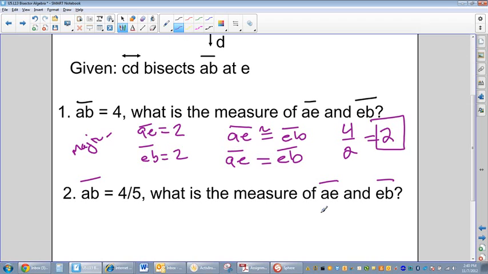All right, so what are we thinking out there? What is the measure of AE? Jeremiah, what do you think? 4/10. Okay, so 4/10 is what Jeremiah is saying. Does anybody else have a different answer? Rebel? 2/5.